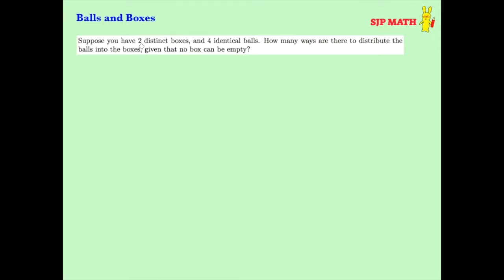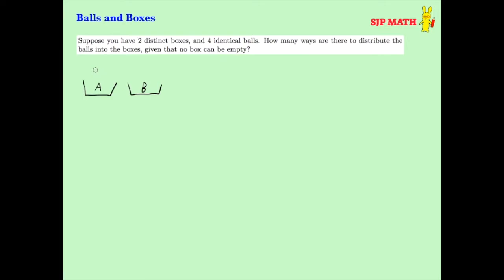So suppose you have 2 distinct boxes and 4 identical balls. Then how many ways are there to distribute the balls into the boxes, given that no box can be empty? So we have to remember that, given that no box can be empty. So first let's draw out the 2 distinct boxes, and let's label them A and B because they're distinct.